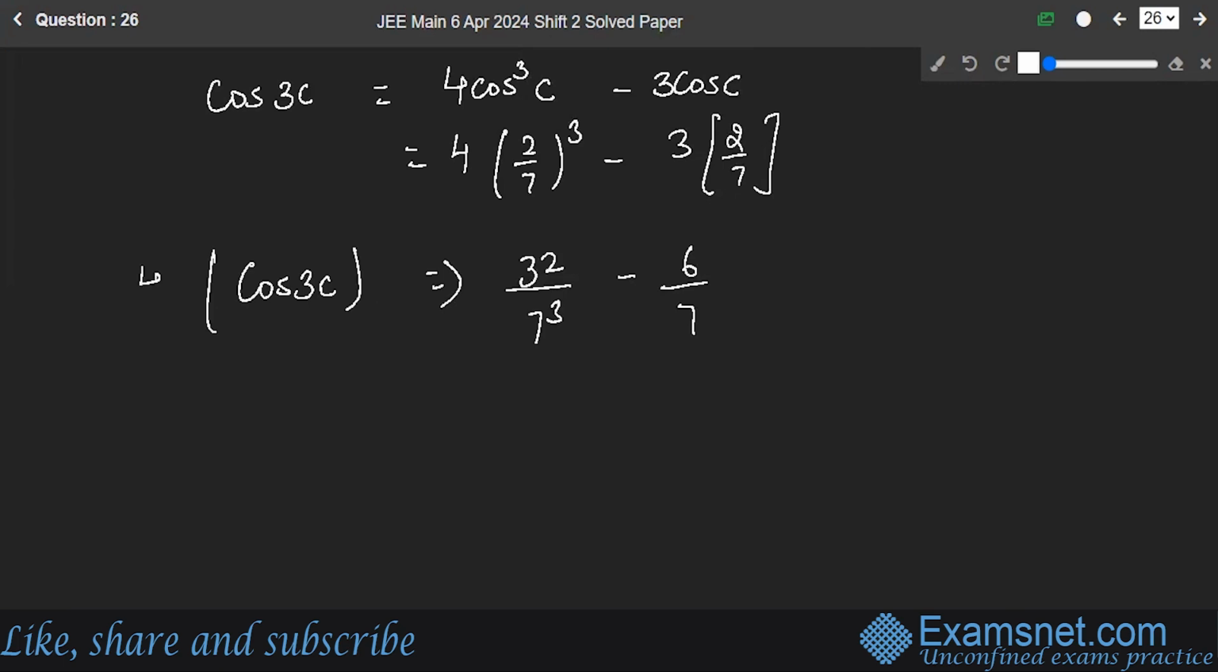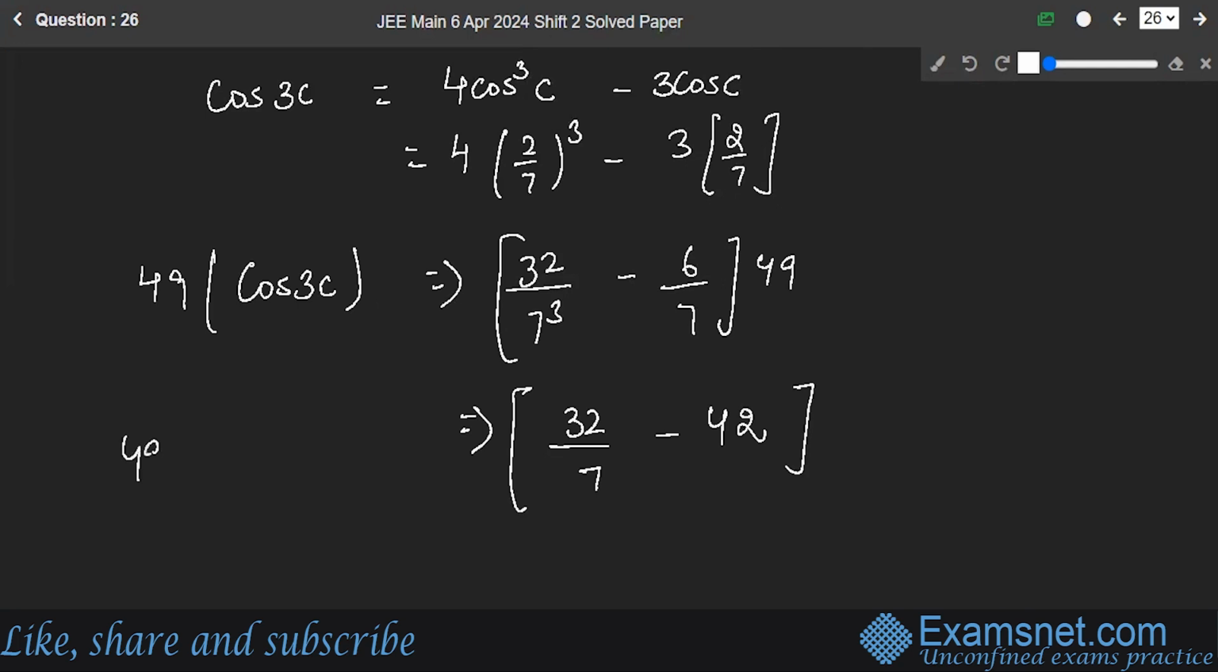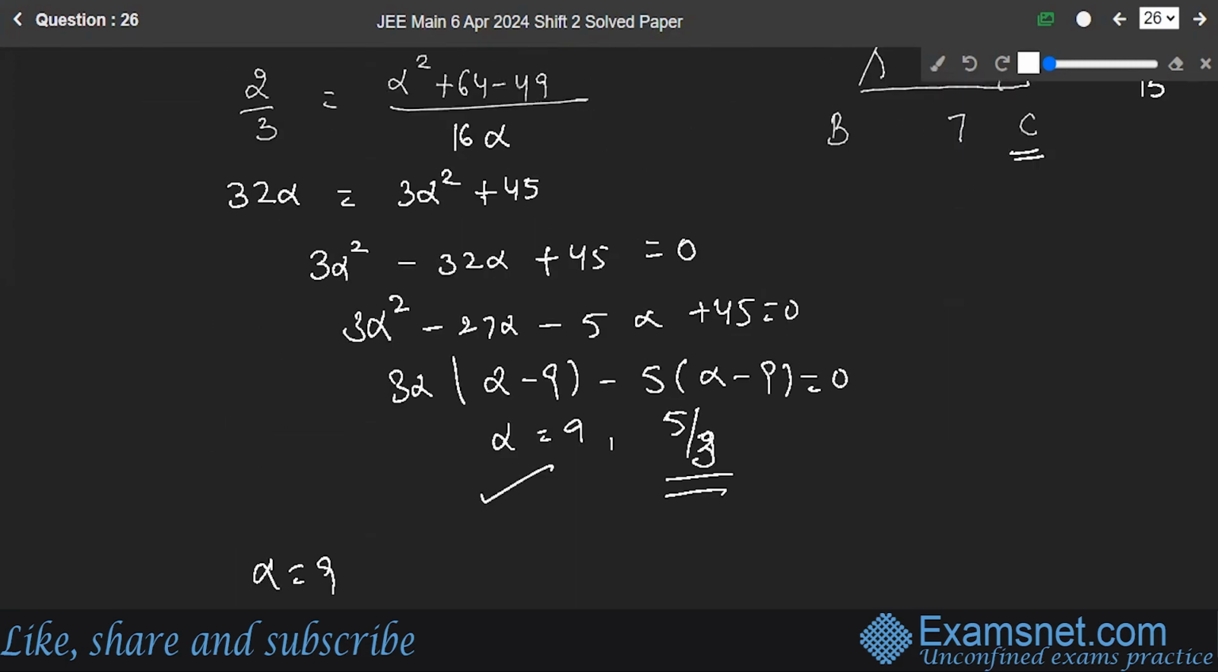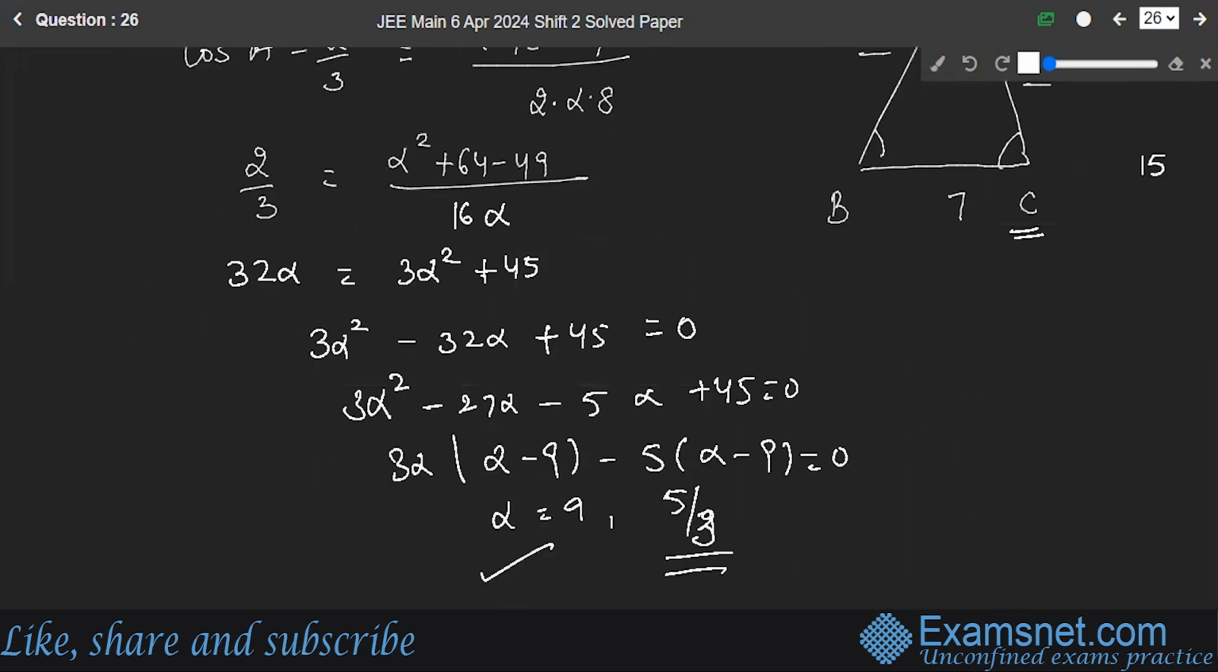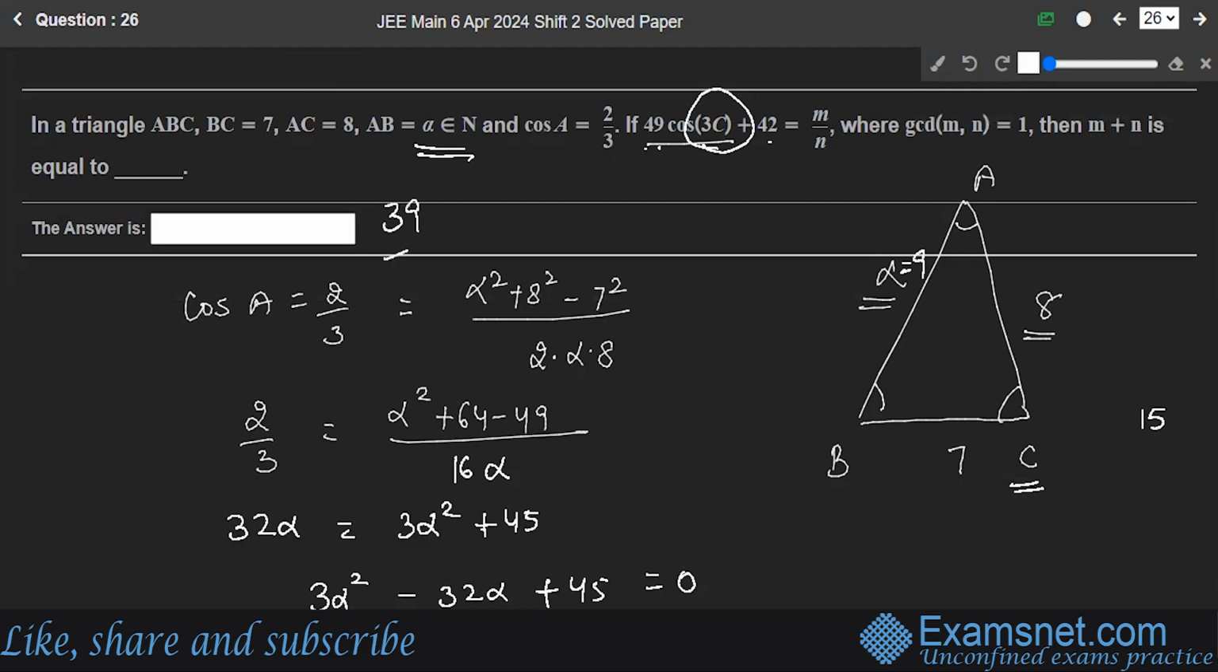So multiplying this with 49 on both the sides, this will give you 32 by 7 minus 6 sevens are 42. Now adding 42 on both the sides, according to the question, or it was subtracting, adding only. So adding, this will cancel, and this is equal to 32 by 7. Now in the question, this is given that this is equal to m upon n. So the sum of the two is equal to 39. This is the answer to the question, 39. Hope you got that. Let's move to the next question.